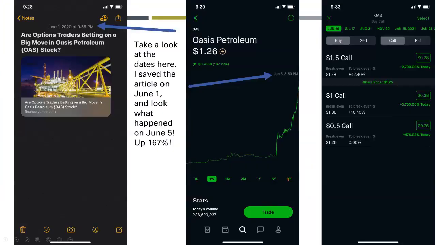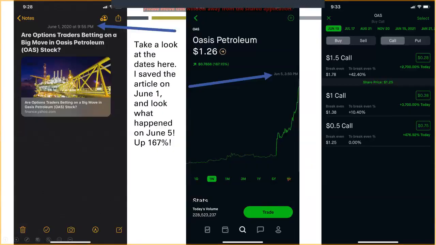Let me show you. If you look here, I saved this article in my notes about Oasis option traders betting on a big move for OAS. All right, this was June 1st. Now look what happened on June 5th. It spiked 167%. You could have potentially made, I'd say, about 400%. This one is more realistic. You could have potentially multiplied your account balance by 4.7 times, almost 5 times. So if you had $1,000 and you invested in this, you would have come out with about $4,700.